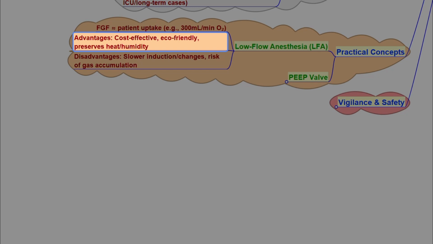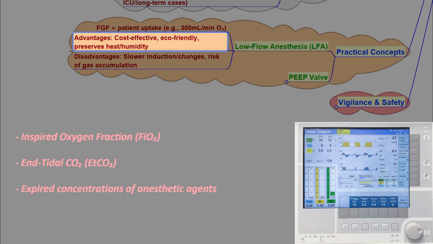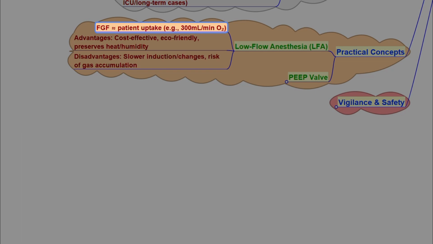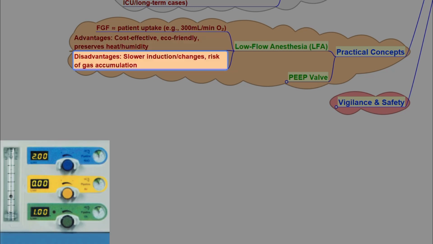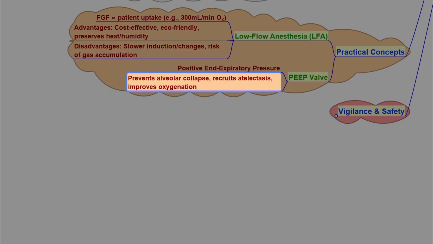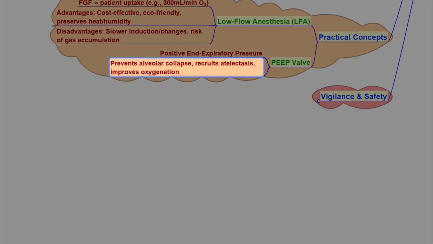A crucial note: low-flow anesthesia mandates continuous monitoring of inspired oxygen fraction, end-tidal CO2 capnography, and expired concentrations of anesthetic agents. The fresh gas flow must be increased during induction and emergence to quickly change the depth of anesthesia. The PEEP valve has a very beneficial role in alveolar recruitment and the prevention of atelectasis.